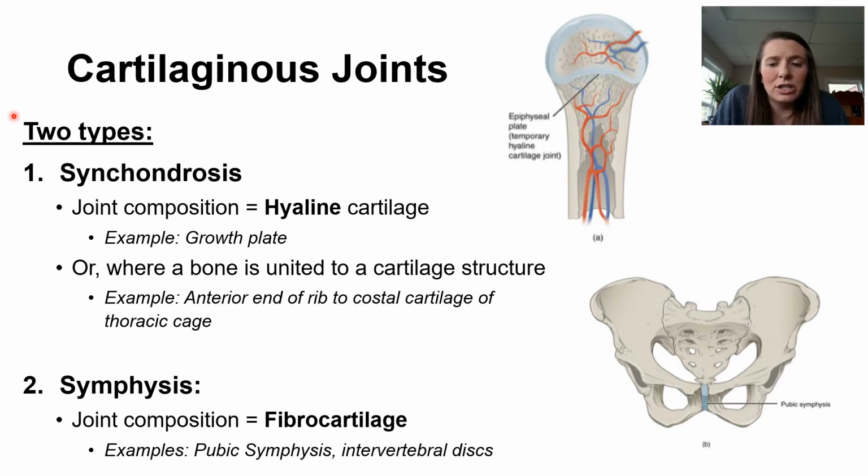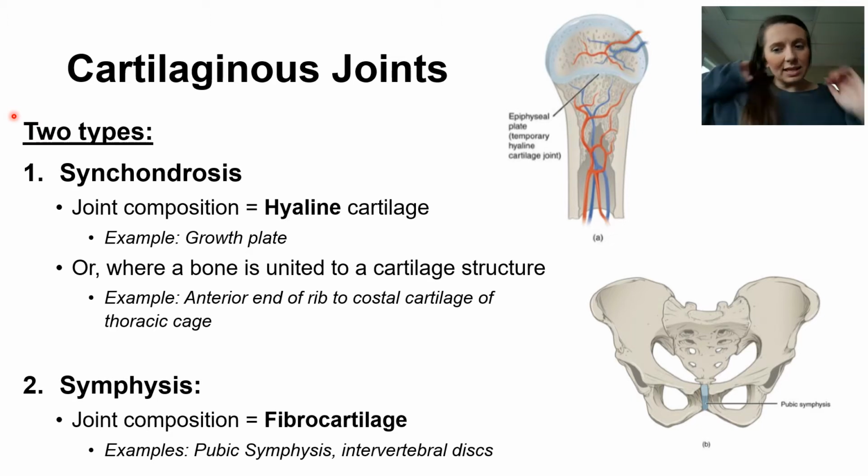The other situation that can occur here, another type of synchondrosis, would be where a bone is united to a cartilage structure. So we learned about ribs, and we know on the anterior side of the ribs, just lateral to the sternum, we have the costal cartilage. The costal cartilage is an example of a synchondrosis as well. So it's connecting the rib bones to the sternum.